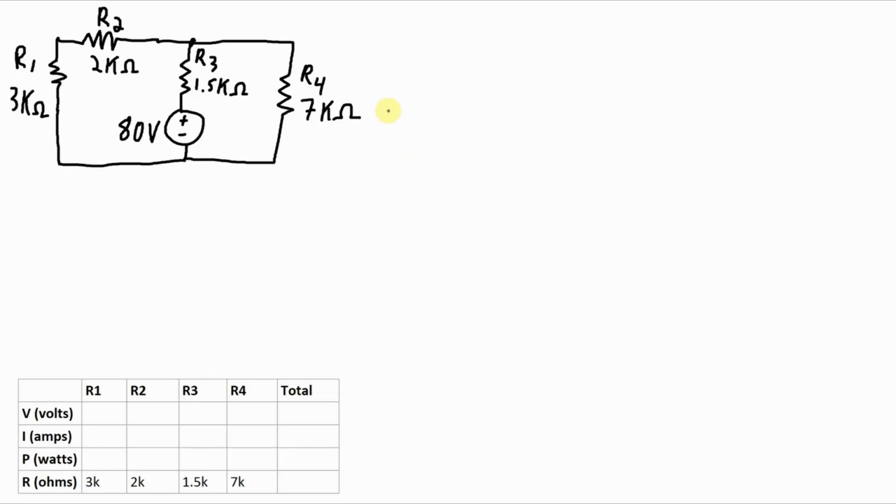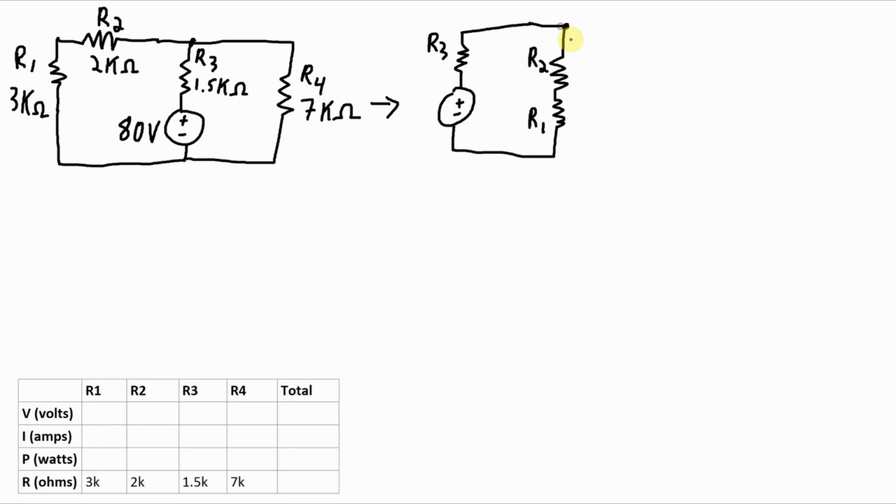So the first thing I'm going to do is actually redraw the circuit in a more standard form where I have the voltage source over here on the left-hand side. And R3, which is right here now, is connected to R2 and then to R1 and then back to the 80 volt source. So I can draw that in parallel on this side of the voltage source instead of on the left side. And R4 was also connected in parallel with the combination of the 80 volt source and R3.